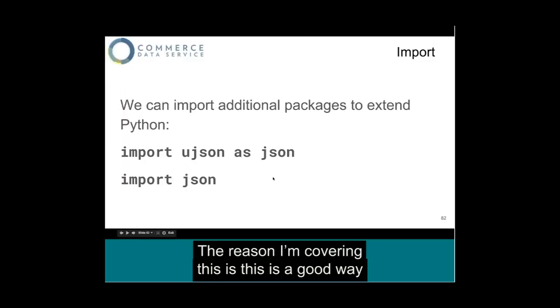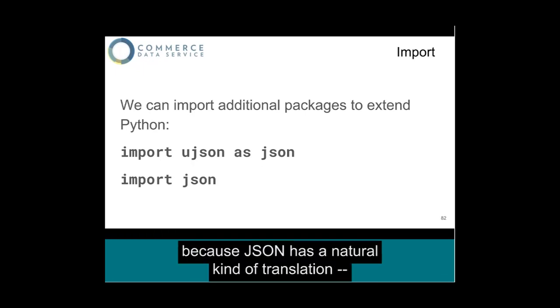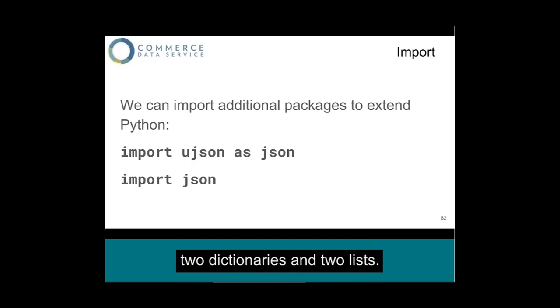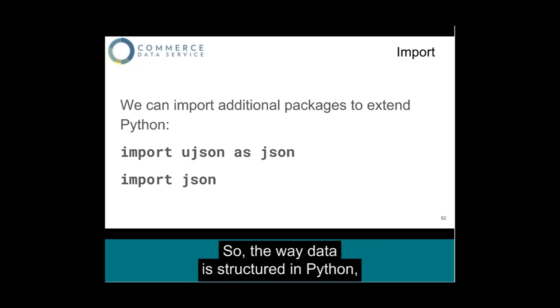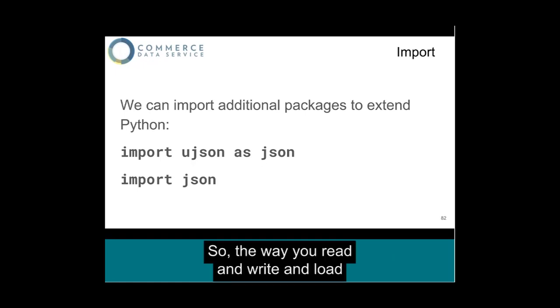And so the reason I'm covering this is that it's a good way for you to save your files, because JSONs have a natural translation to dictionaries and to lists. The way data is structured in Python has a natural translation to JSONs. And so the way you read, write, and load it is very easy back and forth.